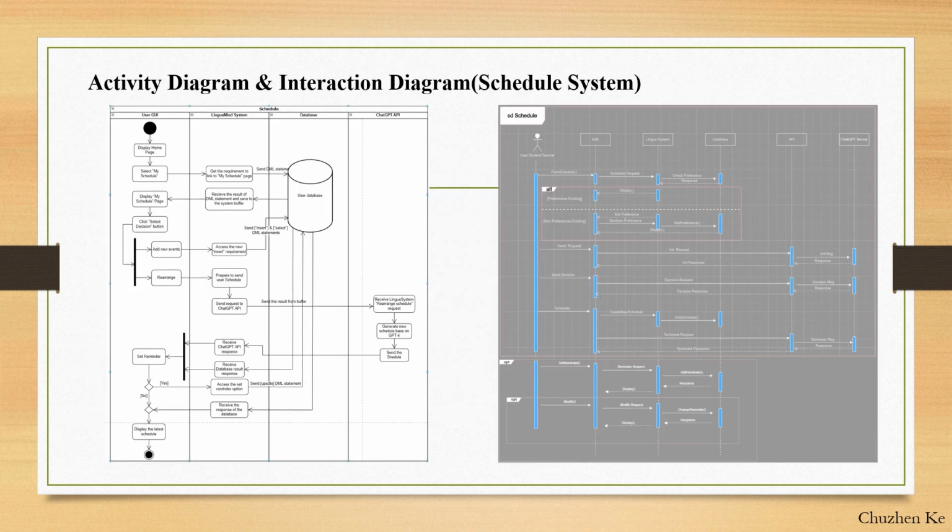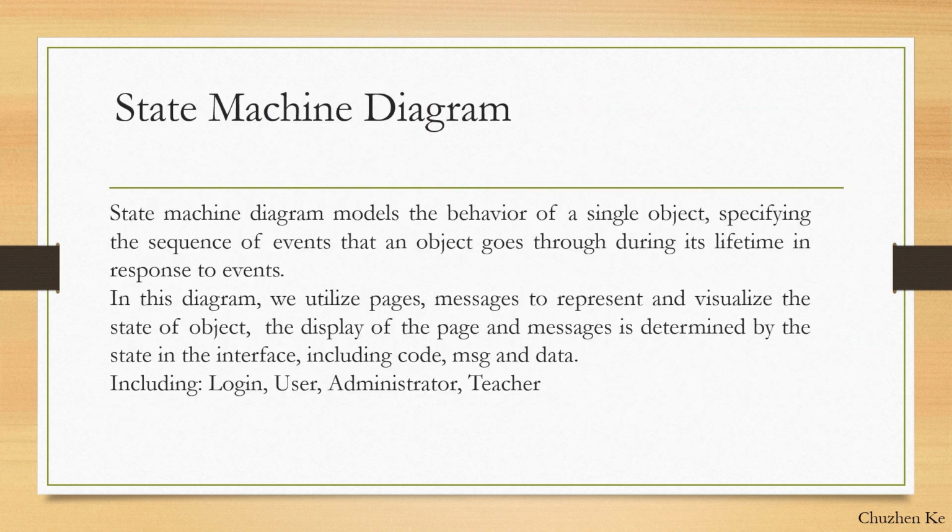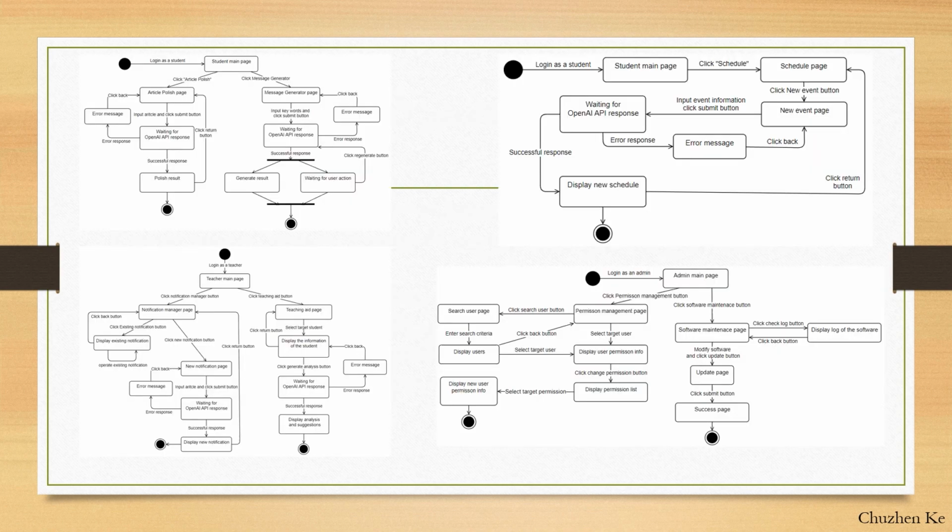The state machine diagram represents the behavior of a single object, specifying the sequence of the events of the object. So in this diagram, we utilize the pages as well as the messages to represent the states of the objects. In a page, it contains the code, messages, as well as the data.